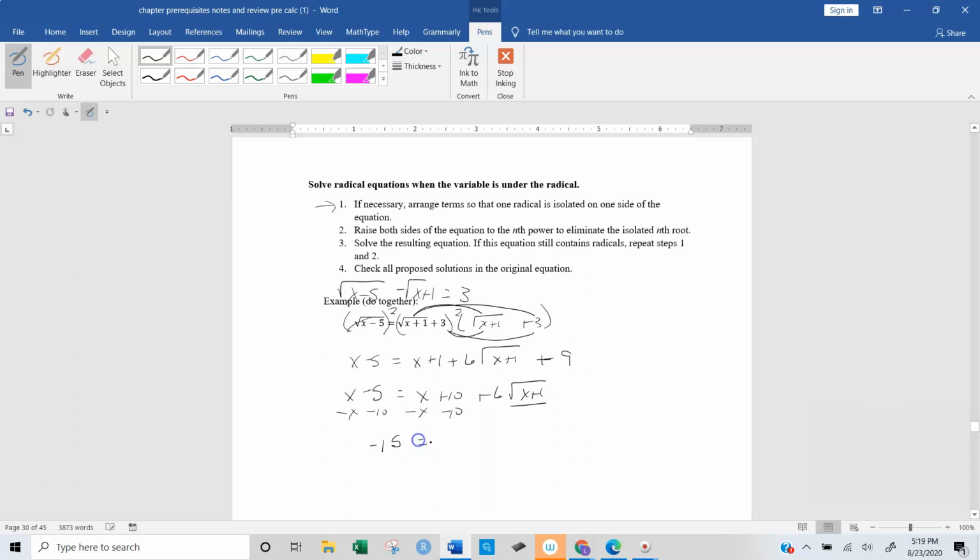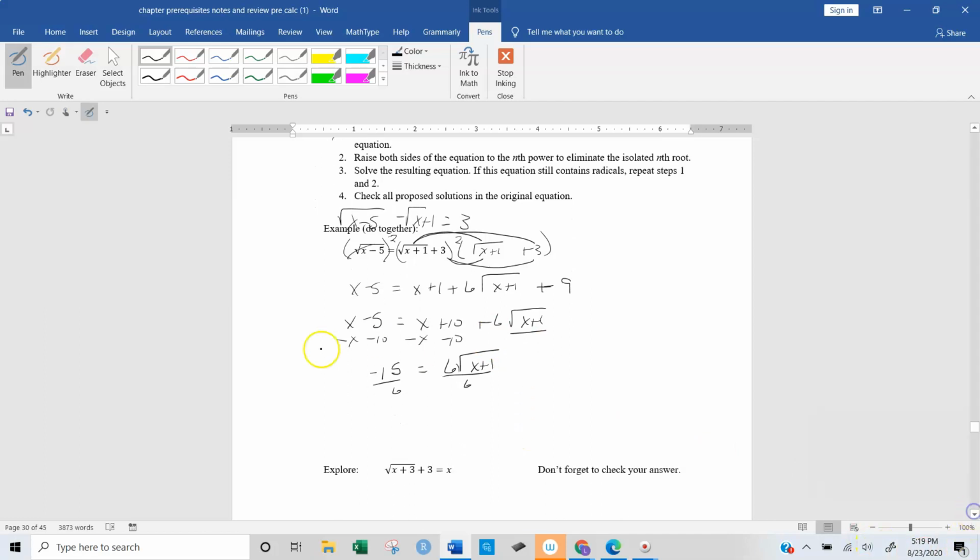So now I got negative 15 is equal to 6 times the square root of x plus 1. I still don't have the square root alone. So I have to divide by 6 so I can isolate him. When I divide by 6, I can take out a 3 here. So that's negative 5 over 2 equals the square root of x plus 1.